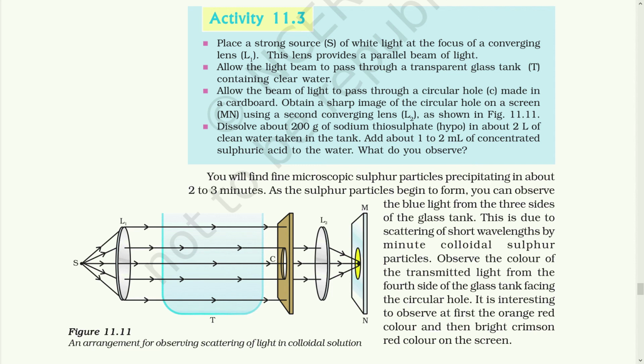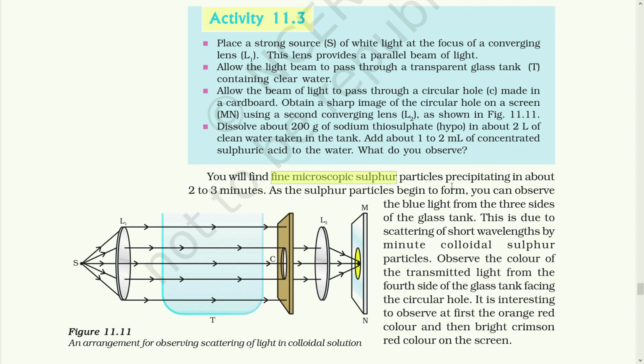Dissolve about 200 grams of sodium thiosulfate, now this is just for adding the color to the water, in about 2 liters of clean water taken in the tank. Add about 1 to 2 ml of concentrated sulfuric acid to the water, and what do you observe? You will find fine microscopic sulfur particles precipitating in about 2 to 3 minutes.